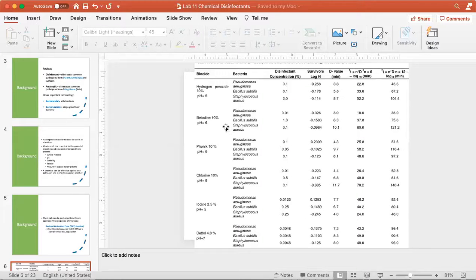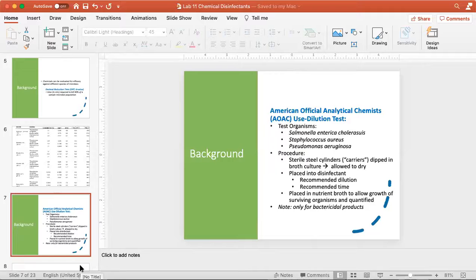So you can see that they actually use the same 3 organisms in this table, and they made comparisons for several different disinfectants. And you can see the DRT values, the D values, really range broadly for the different chemicals and for the different microbes. So again, you have to know your chemicals. You have to know how to use them correctly, especially if you're in a healthcare facility.